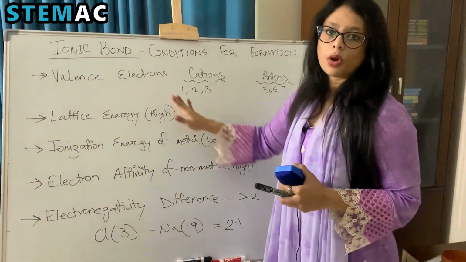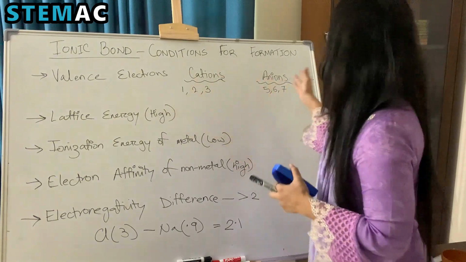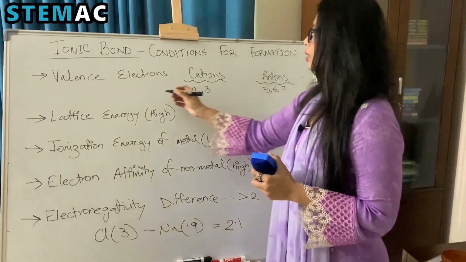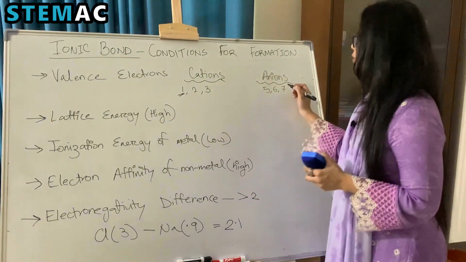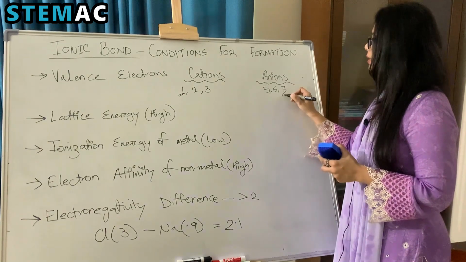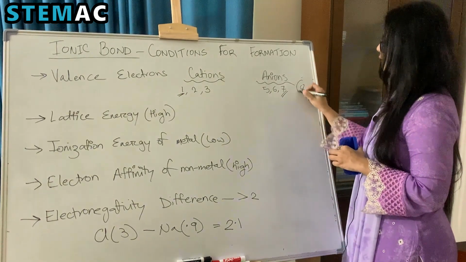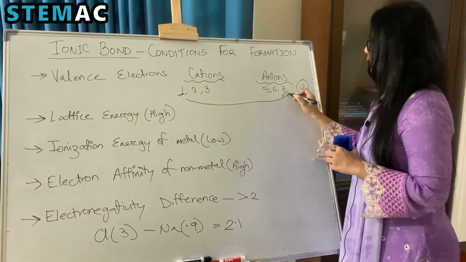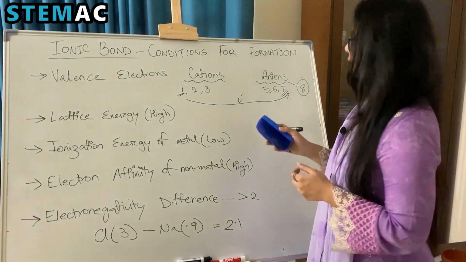The cation will always have a small number of valence electrons, and the anions would have bigger numbers. In the case of sodium, we just saw sodium had a single electron in its outermost shell, and chlorine on the other hand had 7 electrons in the outermost shell. So in order to meet the octet configuration, the chlorine had to accept the electron donated by the sodium. So this is the first condition.